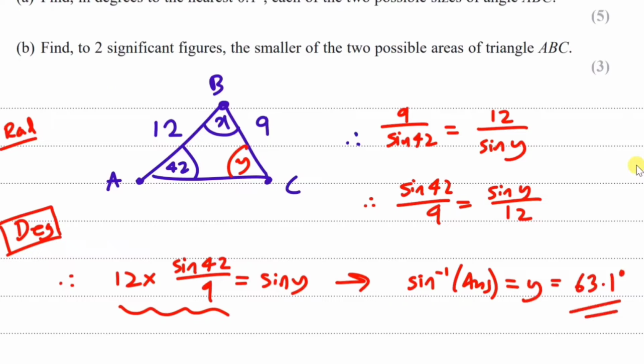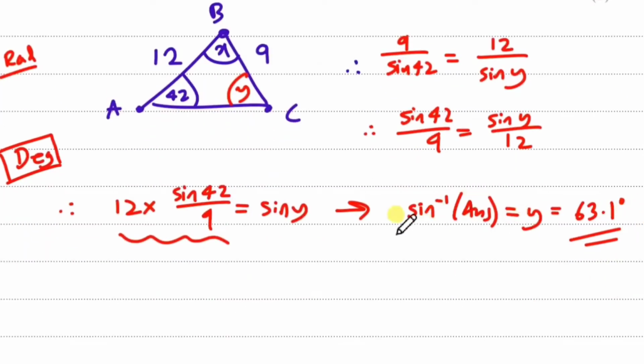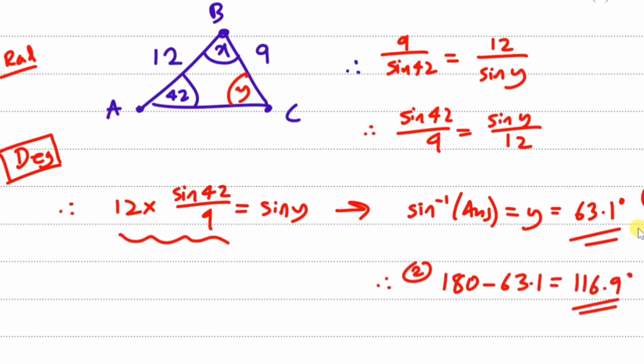Now, another thing you also need to do is, because they want two possible sizes of angle ABC, we should also have two possible sizes of angle y. Because of the sine property, you could get an obtuse angle or an acute angle, so it's not really clear. At the moment, we've got an angle less than 90, so this is acute. To get the obtuse version, you just take this away from 180. So let's call this the first angle. To get the second angle, it's going to be 180 take away 63.1, and this should give us 116.9. So this is our second angle, our obtuse version.